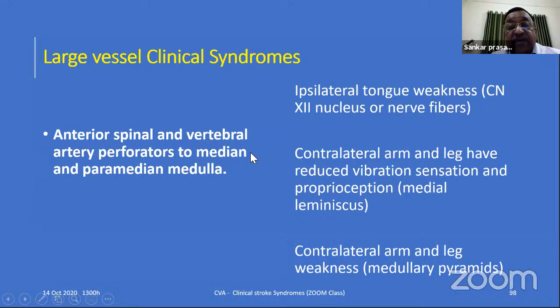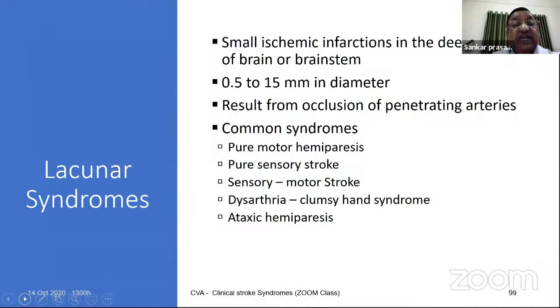median and paramedian medullary region, which will give rise to tongue weakness. 12th nerve nucleus and nerve fibers are reflected here, and medial lemniscus is involved, so the contralateral arm and leg have reduced vibration sensation and proprioception, and contralateral arm and leg weakness because of the medullary pyramids. That means you have to understand the anatomy at medulla, pons and midbrain thoroughly. Please come prepared for the next class, in which we are going to discuss those at length.